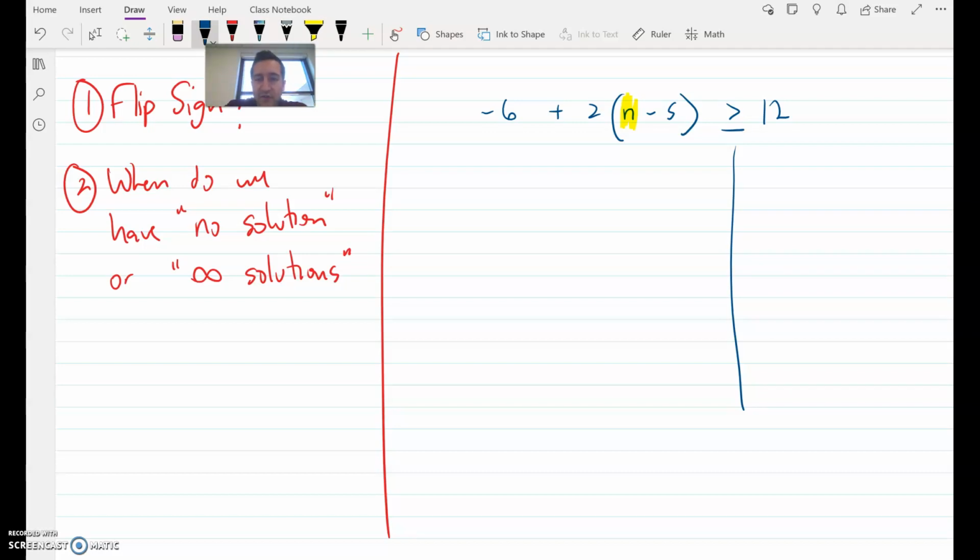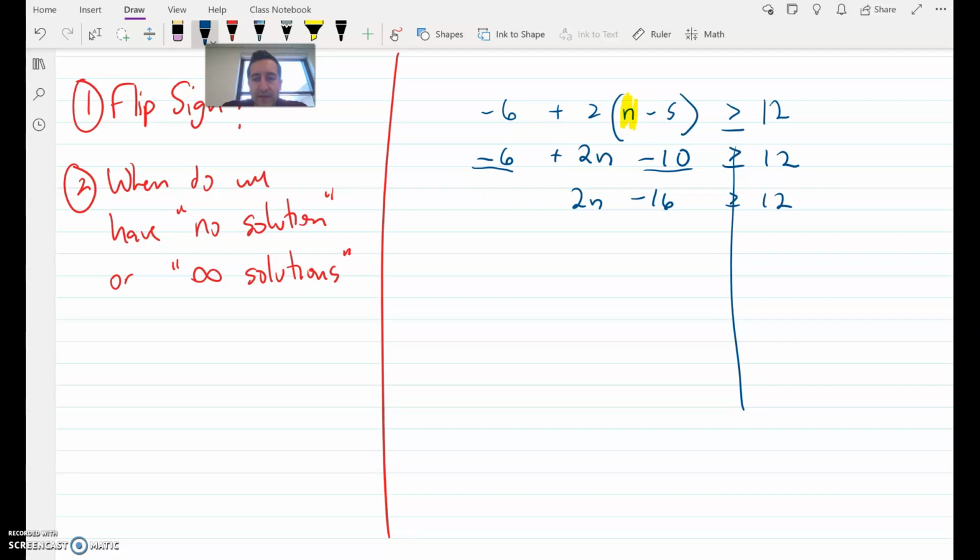Well, I've been telling you to distribute first, so let's just distribute first. -6 plus 2n, 2 times -5 minus 10 is greater than or equal to 12. Now I can move the 6. Oh wait, there's a -6 and there's a -10. Let's combine those like terms. Remember, that way we don't have to move them both separately. Honestly, I could just add 6 and then add 10. But why wouldn't I just combine them first to a -16 and then I can move it just one time?